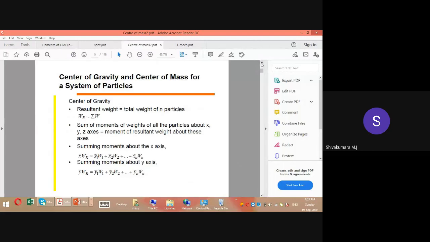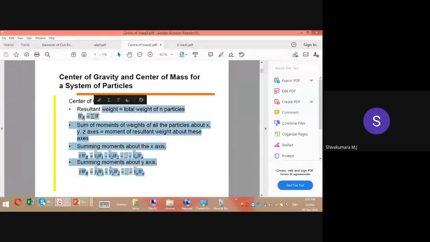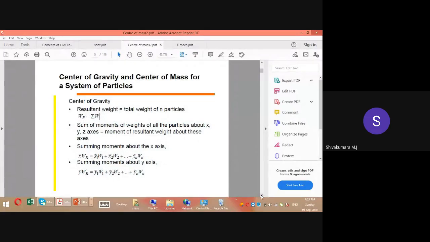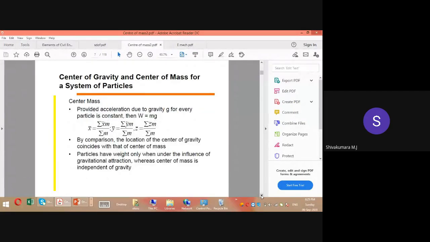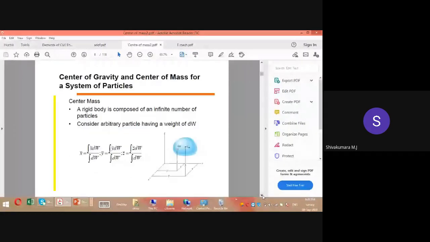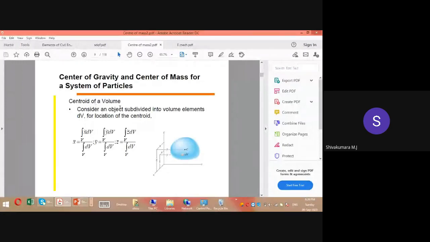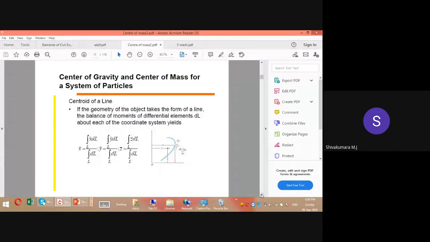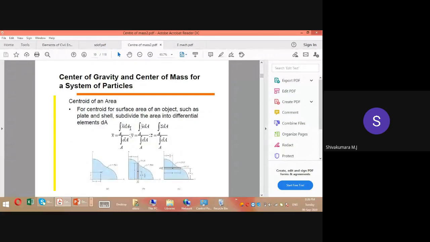Okay, so here also we'll use Varignon's theorem. That is, the moment of the resultant force will be equal to the moment of the individual weight components about the same point. And in the case of mass, it is independent of the gravity component. In place of the weight component, we will use the mass component, and the moment of mass we will divide by the overall mass. By using that, we will calculate the location of the center of mass for a particular object. In the case of the centroid of a volume, in place of weight or mass, we will use volume, take the moment of volume and divide that by the total volume. The same thing is applicable to area also. So the moment of area divided by the total area will give you the centroidal location.